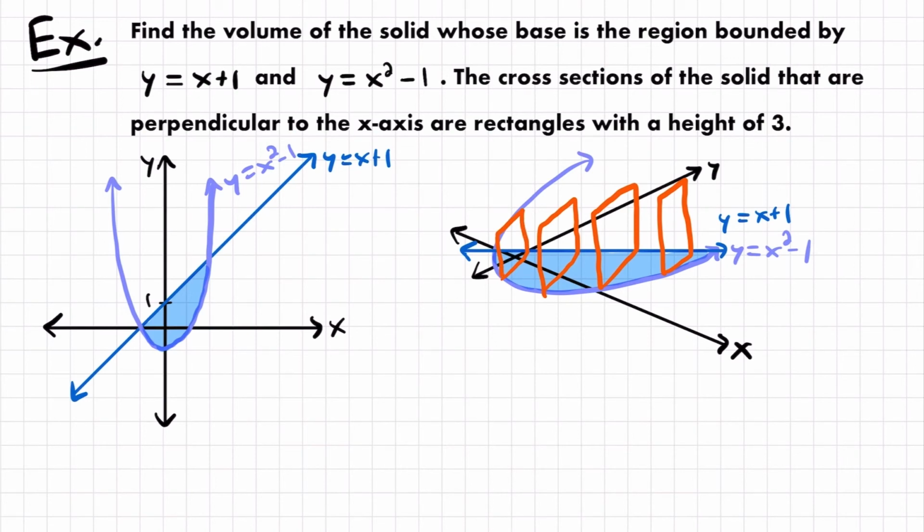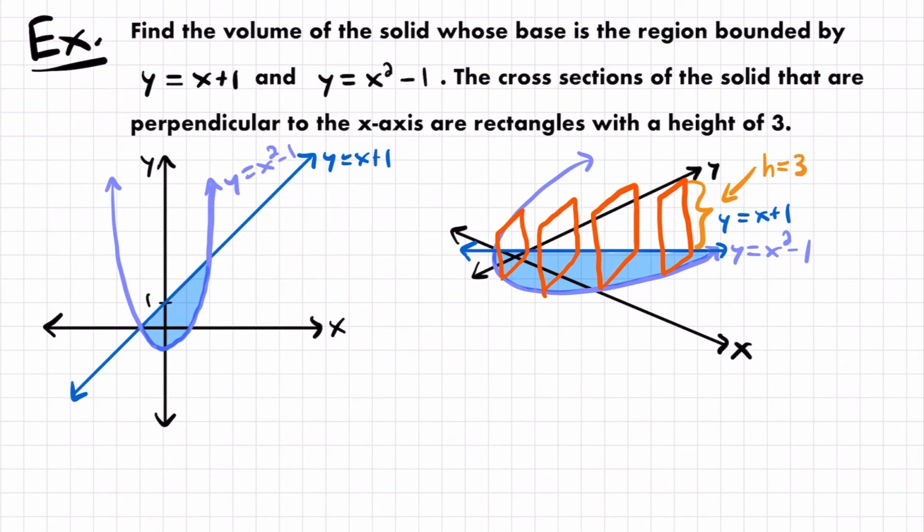Now we can continue to draw more and more of these cross sections throughout this entire region, but hopefully you can see that together all of those cross sections would form a 3-dimensional solid where this shaded region is the base. Okay, so this height right here of each of those rectangles is equal to 3, right? That is the height of each and every one of those rectangular cross sections.